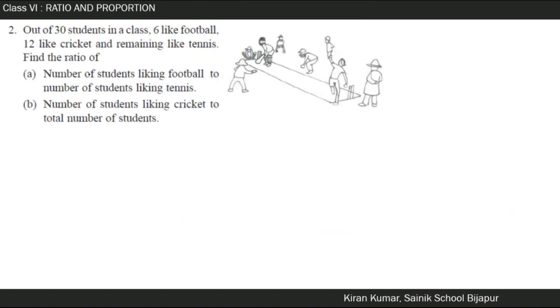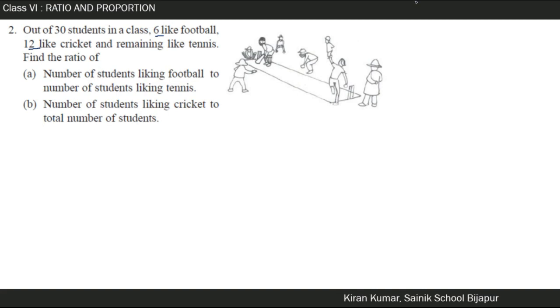Second question. Out of 30 students in a class, 6 like football, 12 like cricket, and the remaining like tennis. Find the ratio of the number of students liking football to the number of students liking tennis. The second one is to find the ratio of the number of students liking cricket to the total number of students.